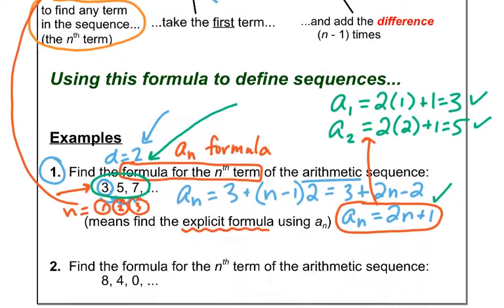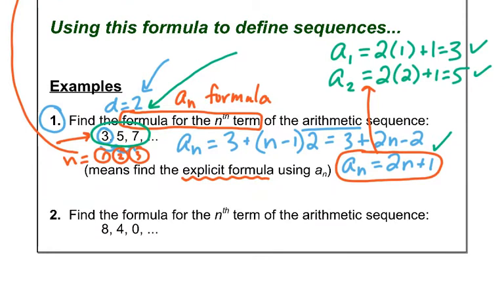Let's try another one. Can you try this one on your own? Pause the video, try it on your own. Let's come back. Again, find the formula for the nth term means can you find the a sub n formula for this arithmetic sequence? Go for it.